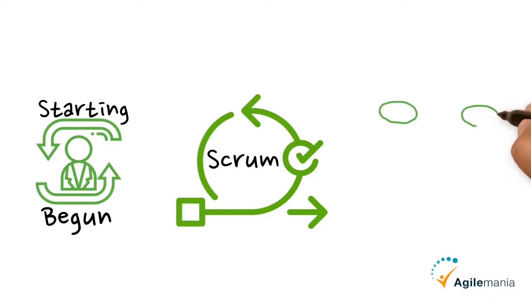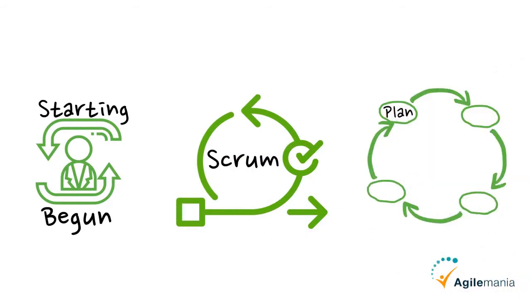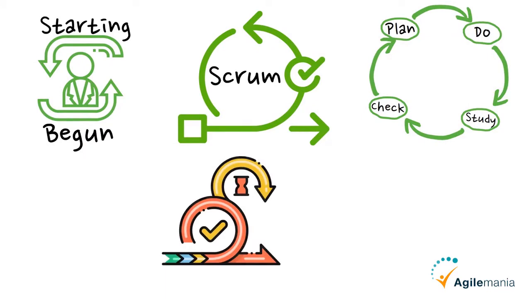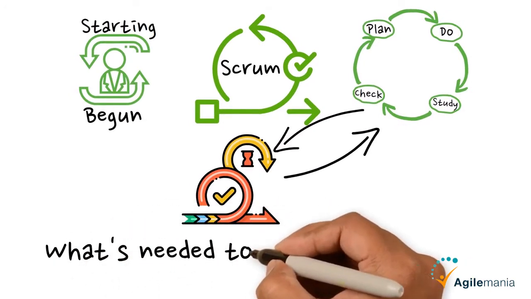Scrum is an iterative and incremental framework based on empirical process control, where sprints serve this purpose. So, starting with Scrum means the team has started sprinting. What's needed to start the sprinting?